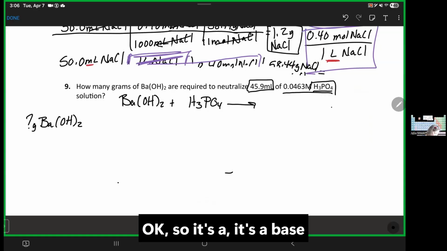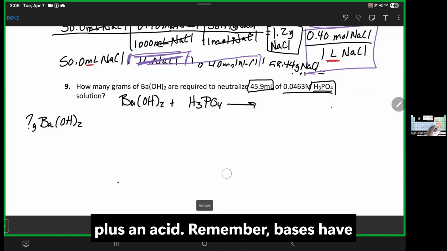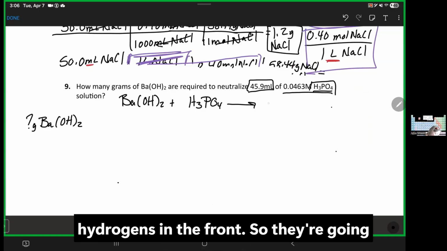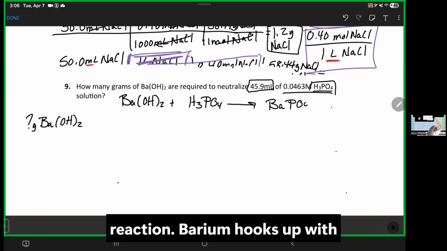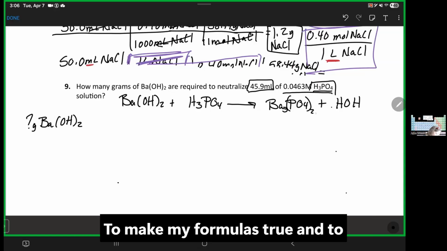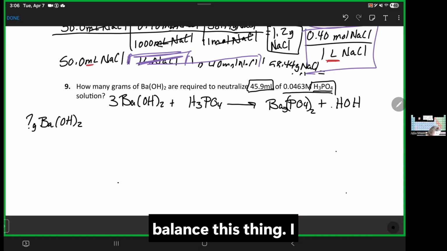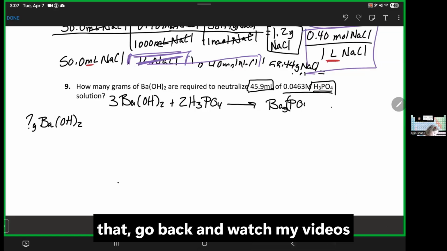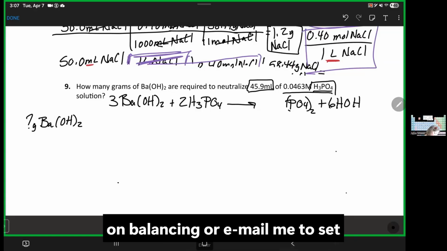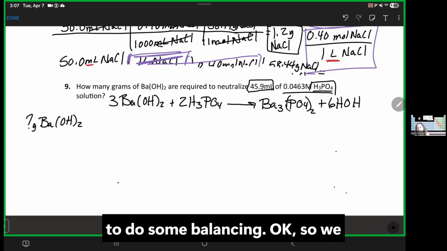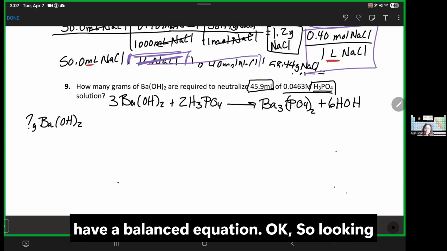Okay, so it's a base plus an acid. Remember, bases have hydroxides in the back, acids have hydrogens in the front. So they're going to switch partners, double replacement reaction. Barium hooks up with phosphate. H hooks up with OH. I need to make my formulas true. And to balance this thing, I need... All right. If you struggle balancing that, go back and watch my videos on balancing or email me to set up a session to talk about how to do some balancing. Okay, so we have a balanced equation.